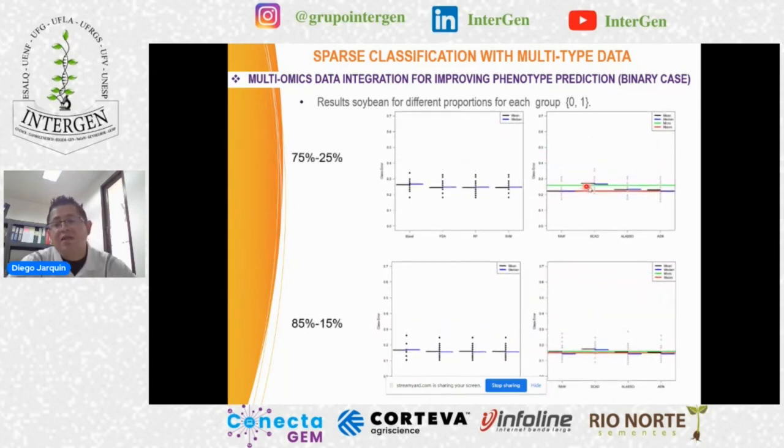With 75-25, we can say that they are somehow tied, but still there is a little bit of improvement with the method that we propose compared with the AI methods. And finally, with the 85-15, I think they are just predicting the majority outcome. So we are pretty much getting the same results.